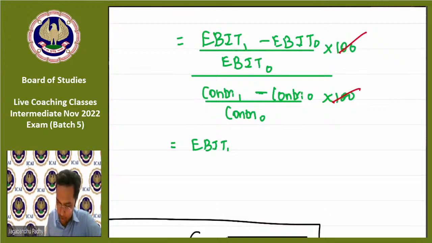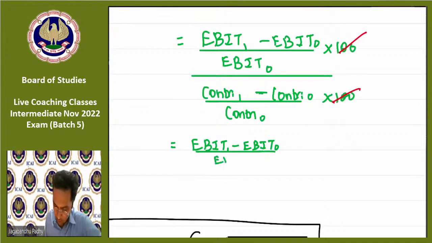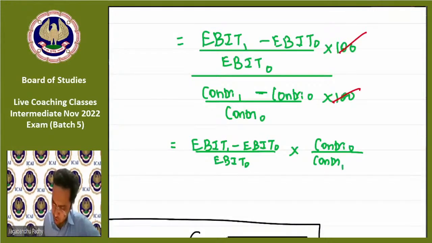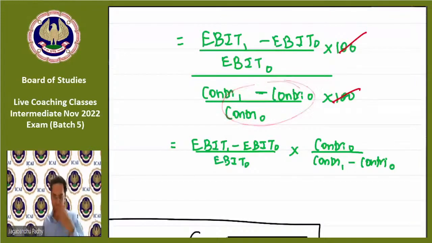And then we can rearrange the same terms as EBIT new minus EBIT old upon EBIT old multiplied by contribution old upon contribution new minus contribution old. Okay, we just rearrange these terms.